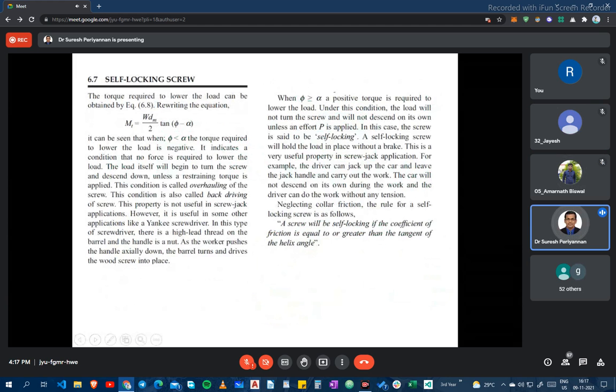Okay, negative. Now when it is negative, what will happen? The torque required to lower the load is negative. This indicates that no force is required to lower the load. The load W itself will begin to turn the screw, a self-turn. With the help of the load W, the screw will self-turn, and the dead weight will descend.